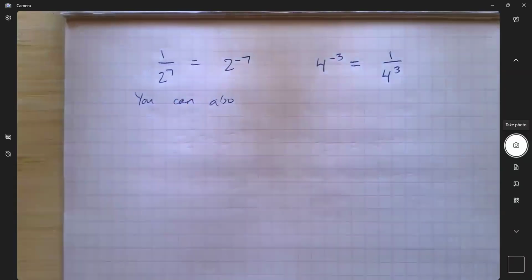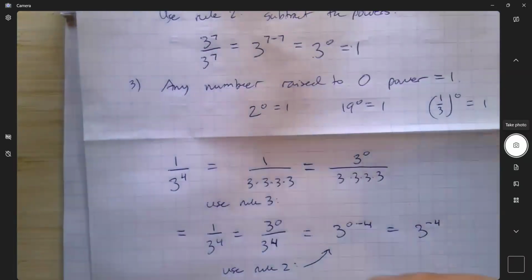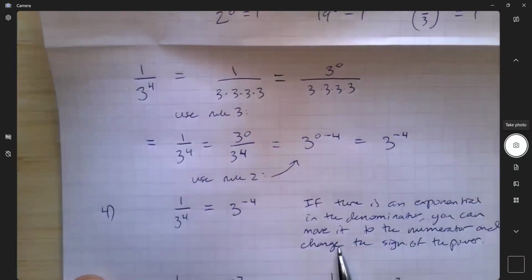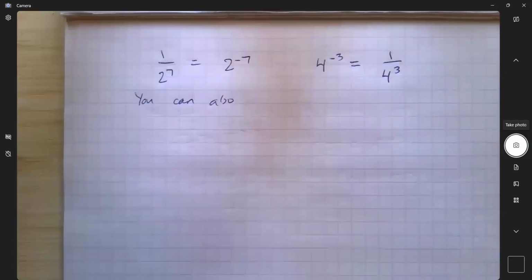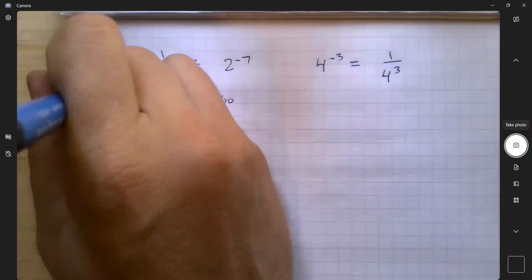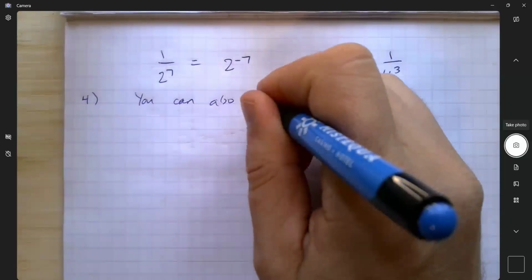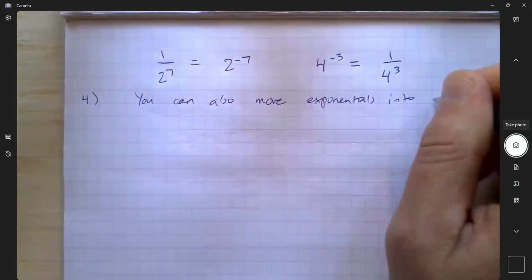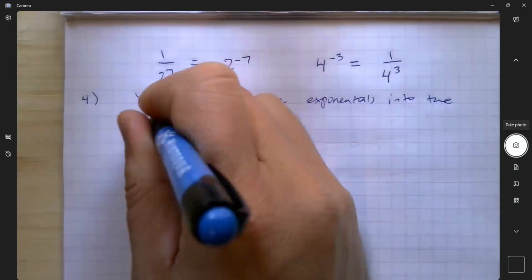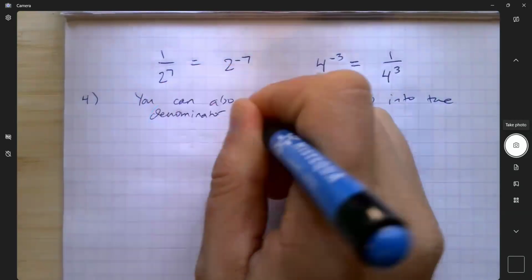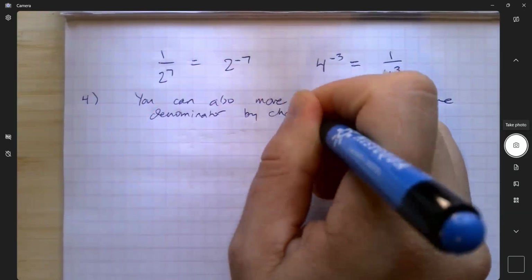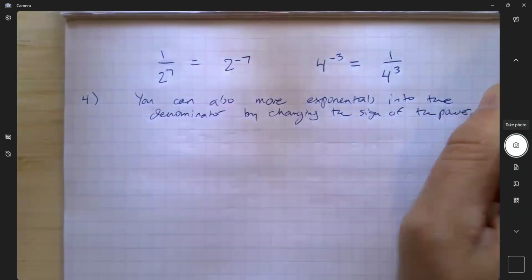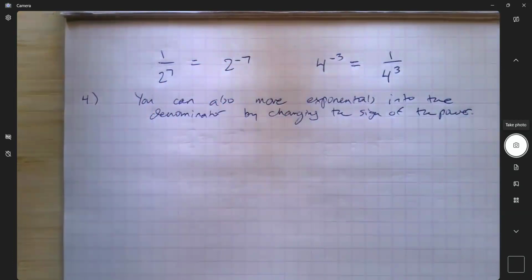So rule 4 is here. If there's an exponential in the denominator, you can move it to the numerator and change the sign of the power. This is also rule 4. You can also move exponentials into the denominator by changing the sign of the power. It's just, this is a very flexible rule.